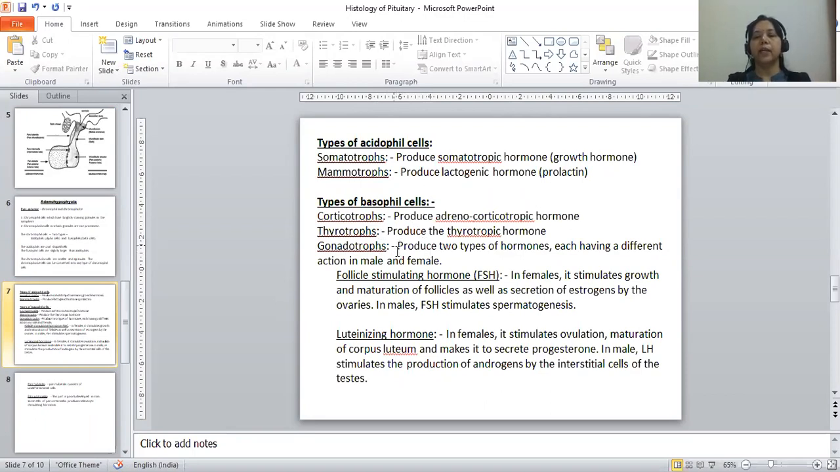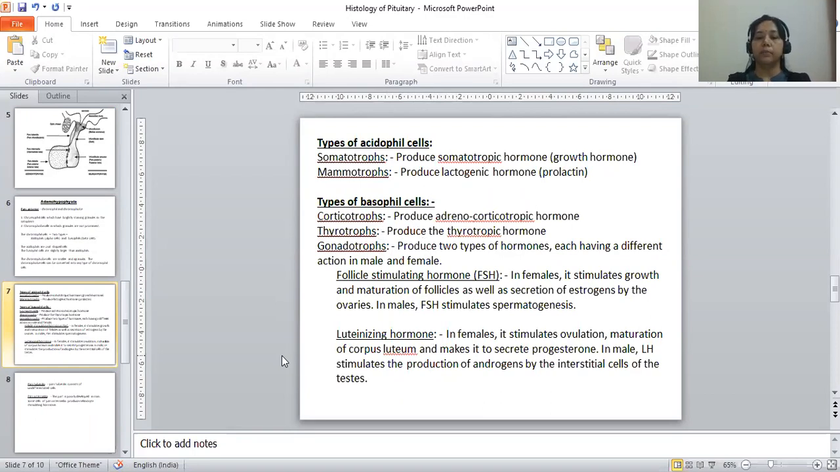So there are two types of gonadotrophs, follicle stimulating hormone and luteinizing hormone, which are produced in both males and females, and they have different functions. In females, they stimulate the growth of the follicle to a Graafian follicle and stimulate the follicle cells to produce estrogen. Estrogens are the female hormones. In males, they stimulate the production of the sperm, or spermatogenesis.